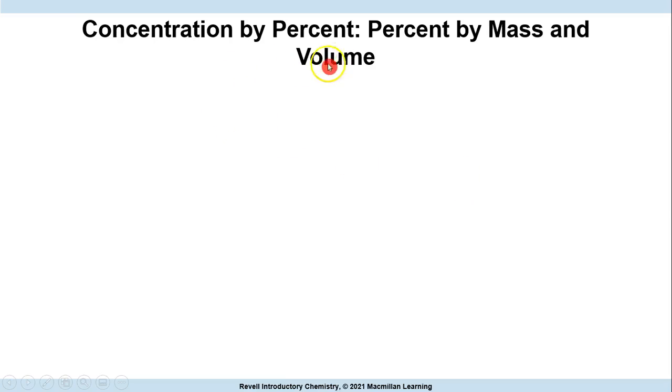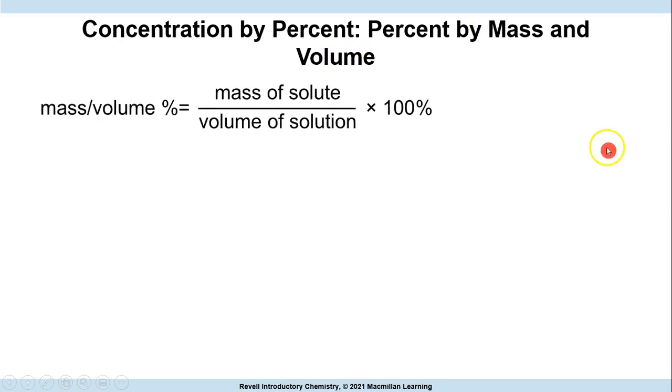Now, let's look at the concentration by percent here, now in terms of volume. So the mass by volume percent is equal to the mass of the solute divided by the volume of the solution times 100%. So the volume here of the solution involves the solution and the mass of the solute that we have. So that is the total volume.